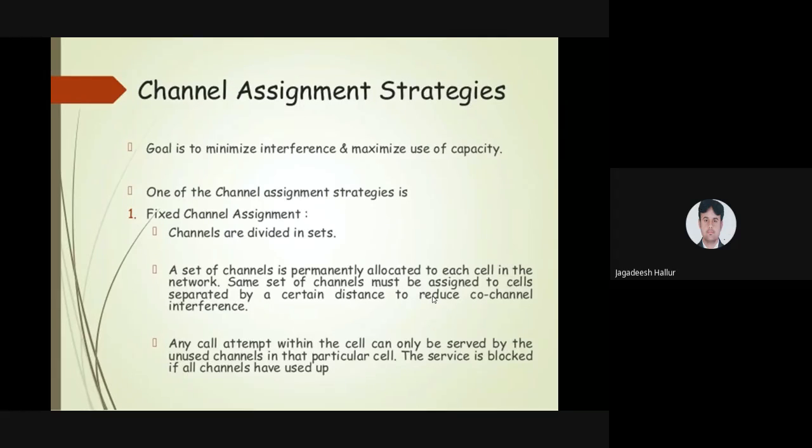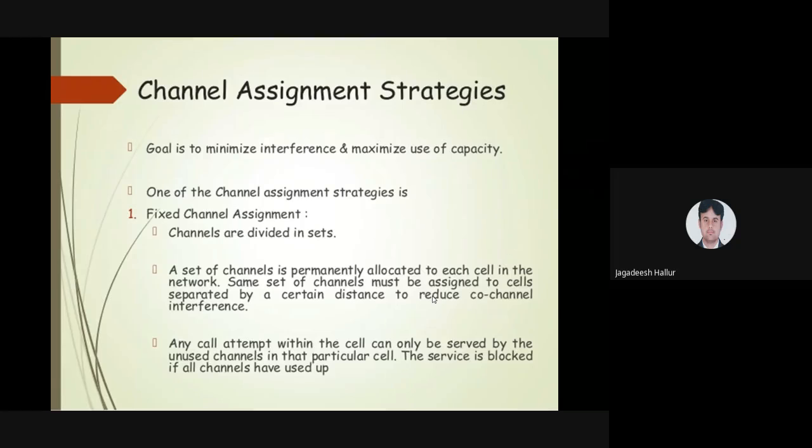What is the meaning of channel assignment? You are going to allocate a particular channel to a particular user. What are the problems we had in the previous years, that is 1956 and the 1970s, and nowadays we are going to get many channels for channel assignment strategies.